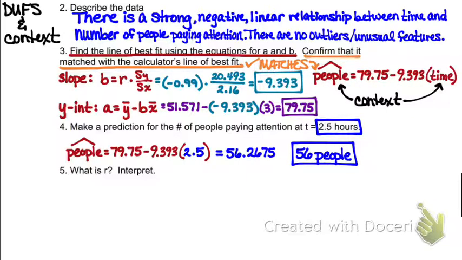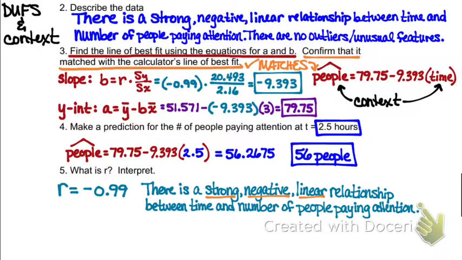We found our R value up above. What is that R value telling us? The relationship between hours and people paying attention is very strong and negative. And when we say very strong, it's a very strong what type of relationship? Linear. R is always telling us about the strength of the linear relationship.